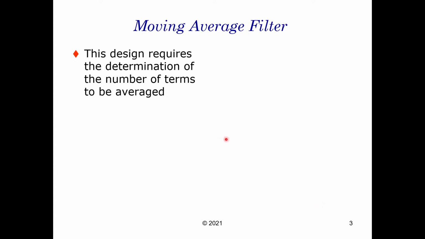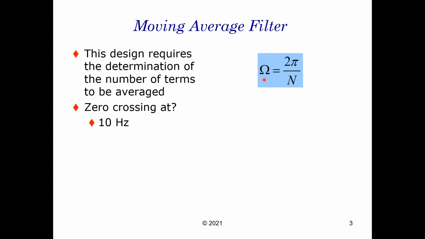So for the moving average filter, that means we need to know the number of terms here that are going to be averaged. And we need to know what the zero crossing is. The zero crossing here, because we're given our cutoff frequency for the FIR filter as 10 Hz, means omega is equal to 2 pi on N.